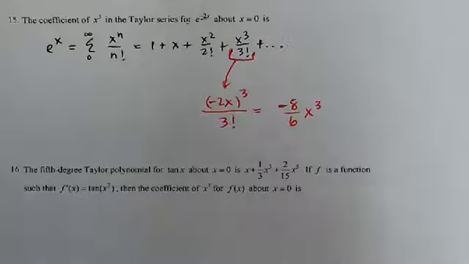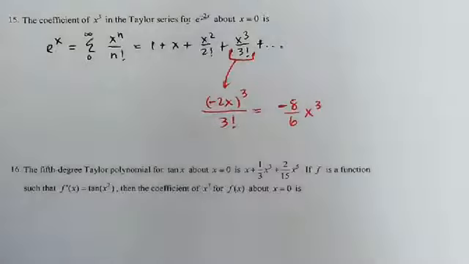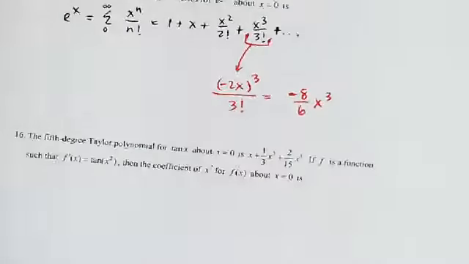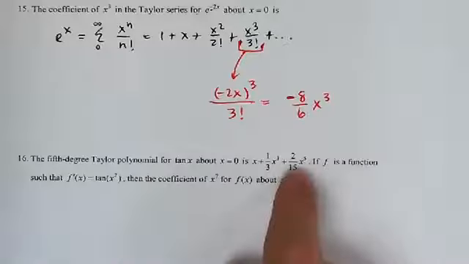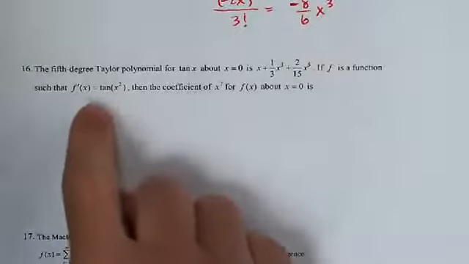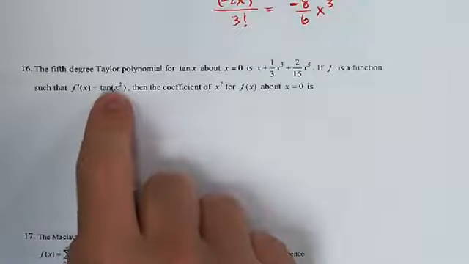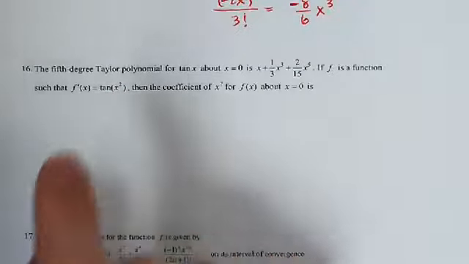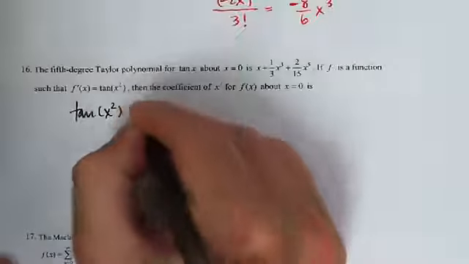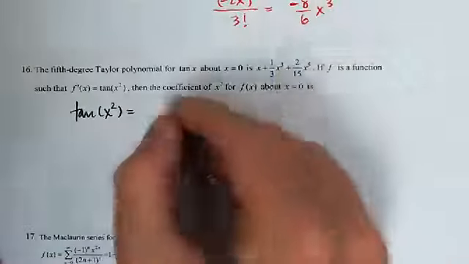Okay, the fifth degree Taylor polynomial for tangent is that. Okay, well that's interesting. If f is a function such that f prime is tangent of x squared. Oh, right, so we're going to have to take it on faith that this is enough information to solve the problem. So what I'm going to do is start by writing an equation for a polynomial for tangent of x squared, and I'm just going to replace x with x squared everywhere.